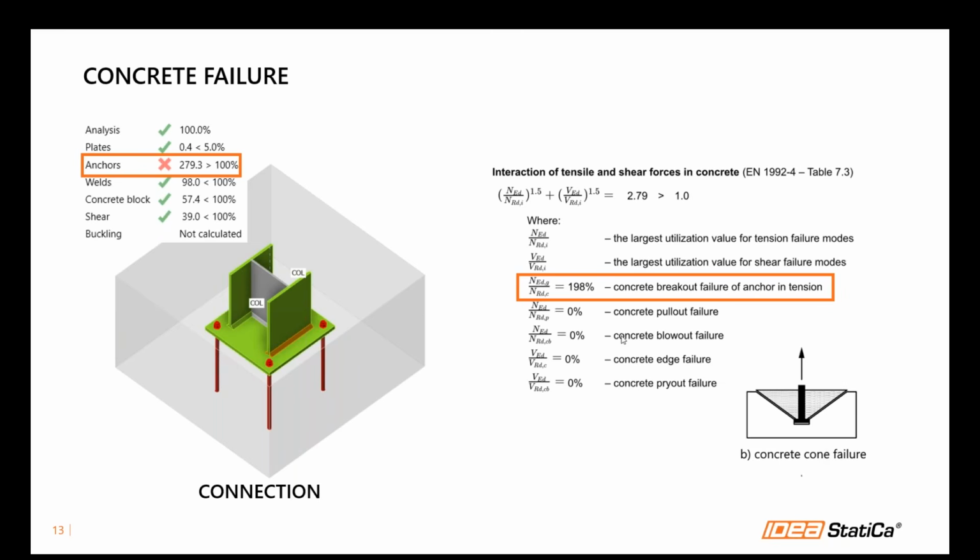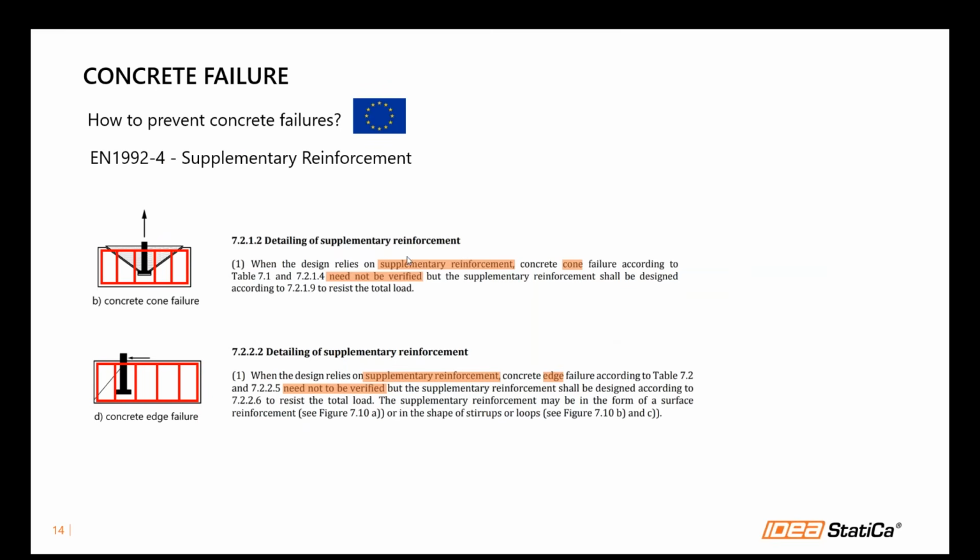So what do we do now? Based on the Eurocode and AISC, how do you prevent this concrete failure? Basically, you can add what we call supplementary reinforcement in Eurocode. Once you add this supplementary reinforcement, the cone failure does not need to be verified. Same with the edge failure. But the supplementary reinforcement, of course, must be designed to take the forces which are not taken by the concrete anymore.